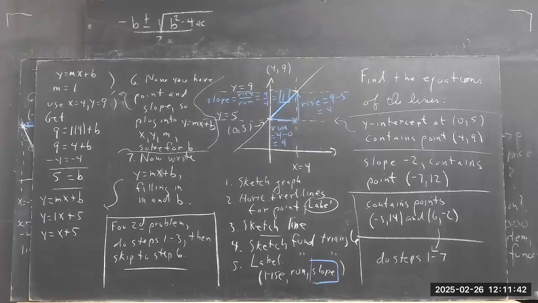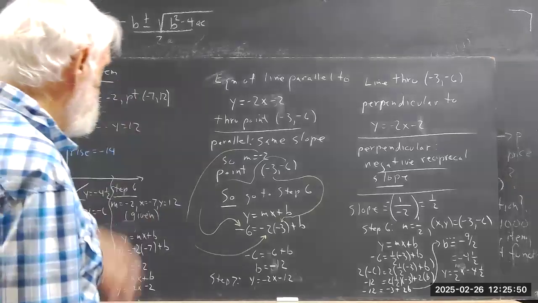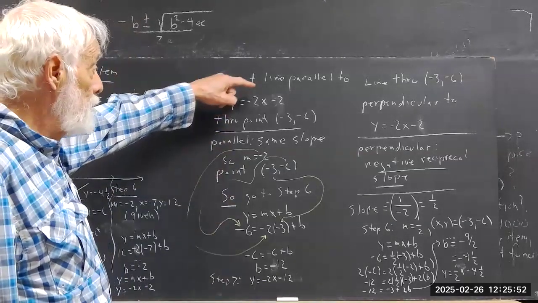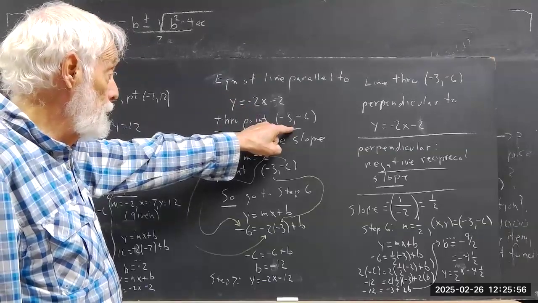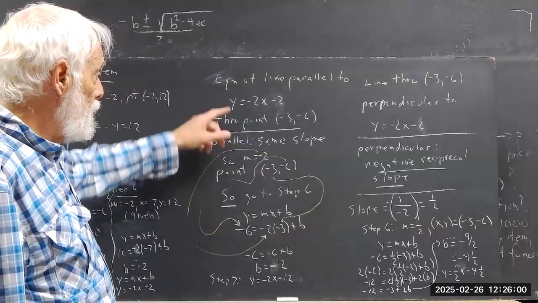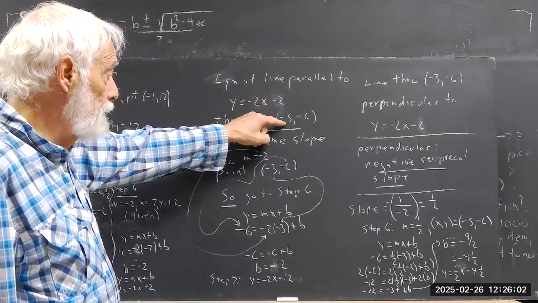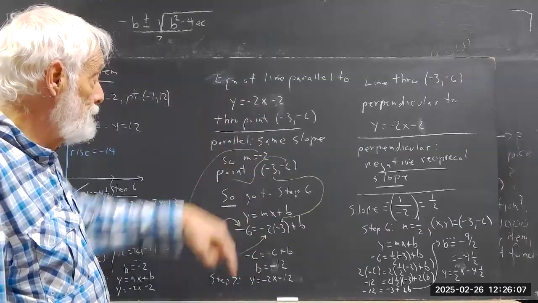Okay, now, a couple other things I want to talk about. Didn't want to spend the whole time on that, but this is so important that it was worth it. The equation of the line parallel to the line through a given point. If it's parallel, it has the same slope. And through this point, we'll have a slope of -2, same slope.